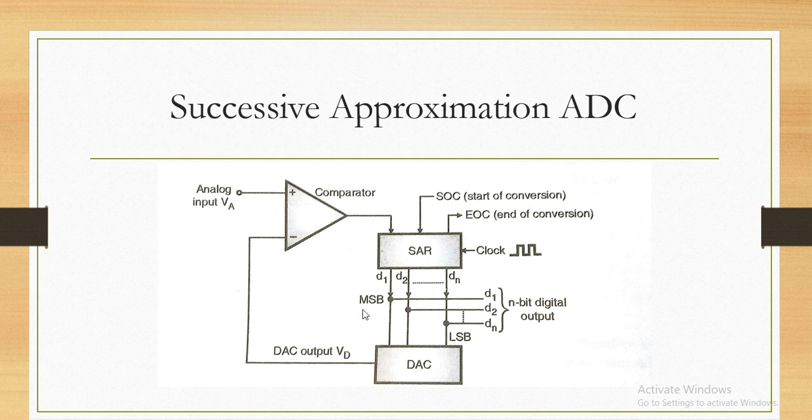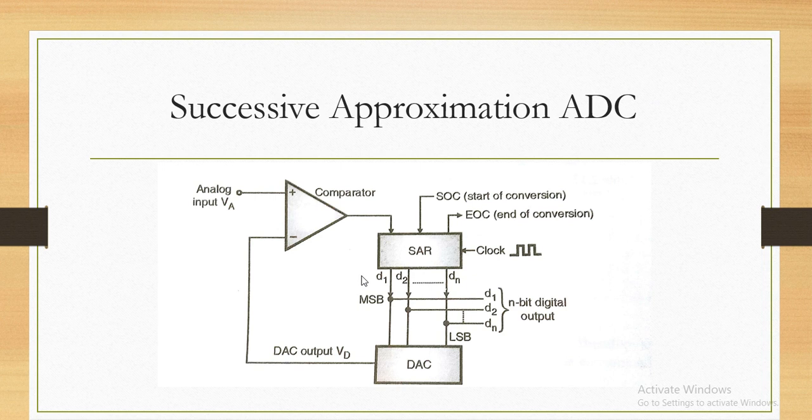As soon as the analog input voltage is applied, and as soon as we apply the startup conversion signal to this successive approximation register, what will happen? It will set its MSB bit as 1. Now listen carefully to what I am trying to tell you, because this process is very important. This gives you the information about the working principle of a successive approximation type of ADC.